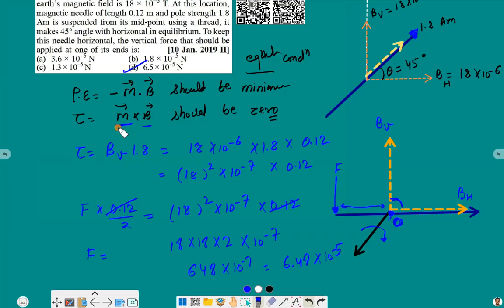So we fumbled a bit, but hopefully we are able to solve this. The only catch in this question is this vertical component which is not mentioned, and we have to find it out ourselves. So with this, we end this video here.